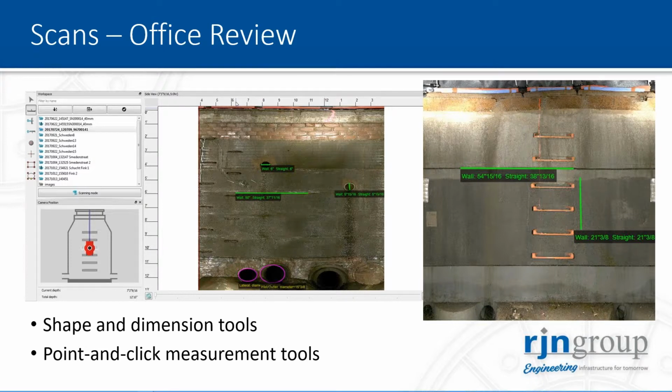You're also able to use the measure and dimension tools to identify the pipe sizing, how your steps are, how many defects are showing, how extensive those defects are. And as you can see on the left side, there is a view of the camera. So as you move that camera location up and down, your view on the right side also pans, showing what that structure looks like.